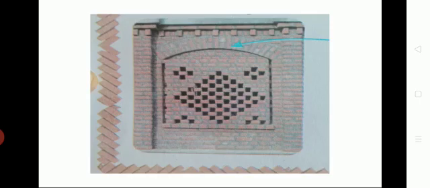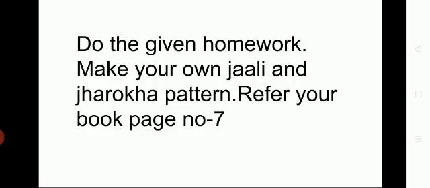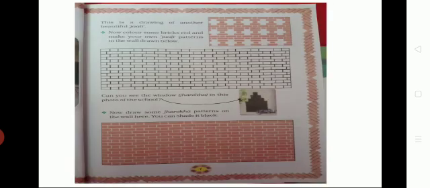Okay children, now I give the homework. Do the given homework: make your own Jalli and Zaroha pattern. Refer to your book page number 7. You want to make your own pattern. The first one is a Jalli pattern and the next one is a Zaroha pattern.